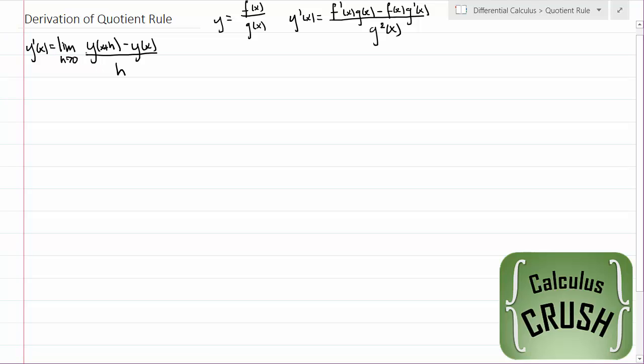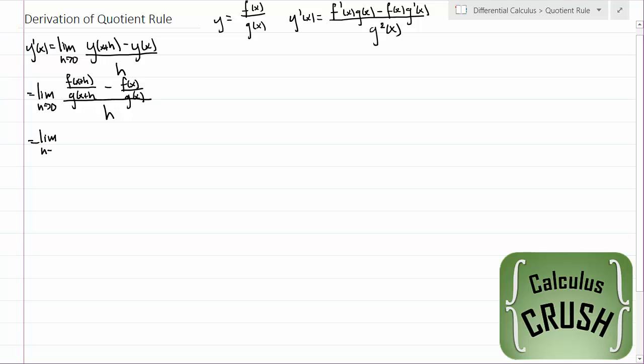Okay, so now let's substitute in what y is. So y is equal to f of x over g of x. So we have the limit as h goes to 0. So y of x plus h will just be f of x plus h divided by g of x plus h, minus y of x, which is just f of x divided by g of x. And this whole thing is divided by h.